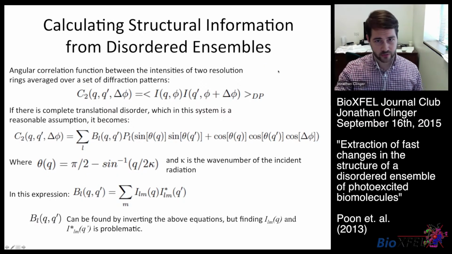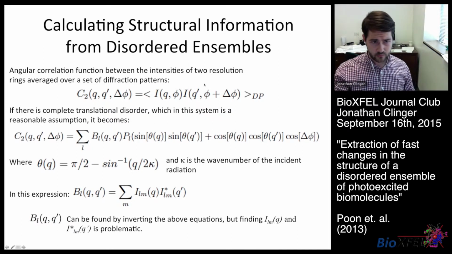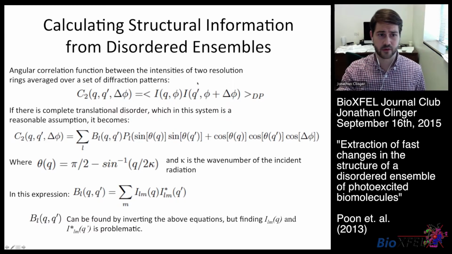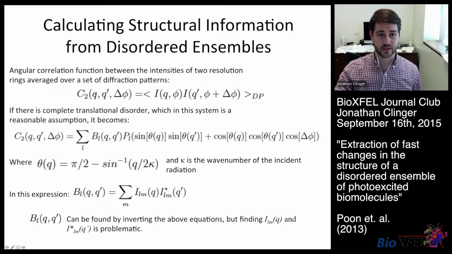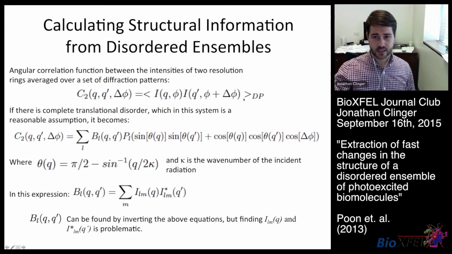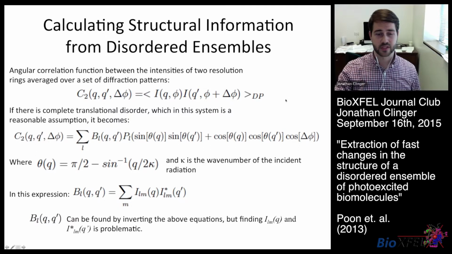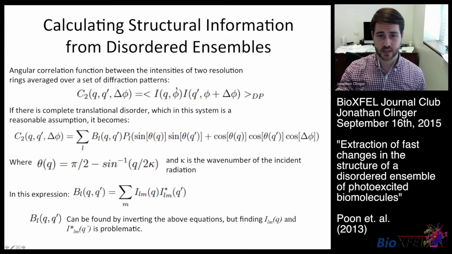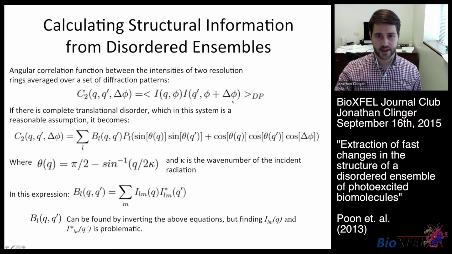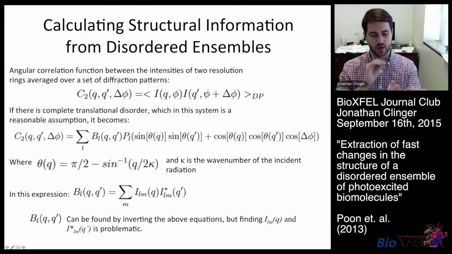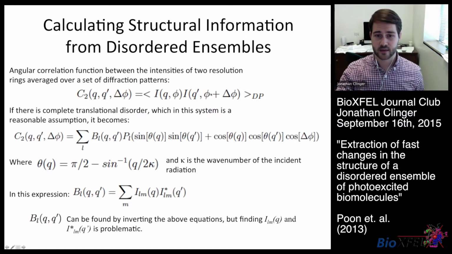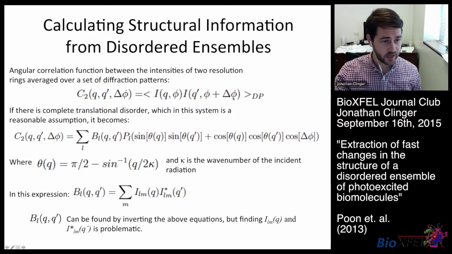So how do we do this in general? How do we calculate structural information from disordered ensembles? The answer is you use an angular correlation function. This angular correlation function is between the intensities of two resolution rings averaged over a set of diffraction patterns. You have two different intensities of different resolution rings. And because you assume that there's no preferred orientation between molecule, beam, and detector, the initial chosen phi doesn't matter, just the delta phi matters.